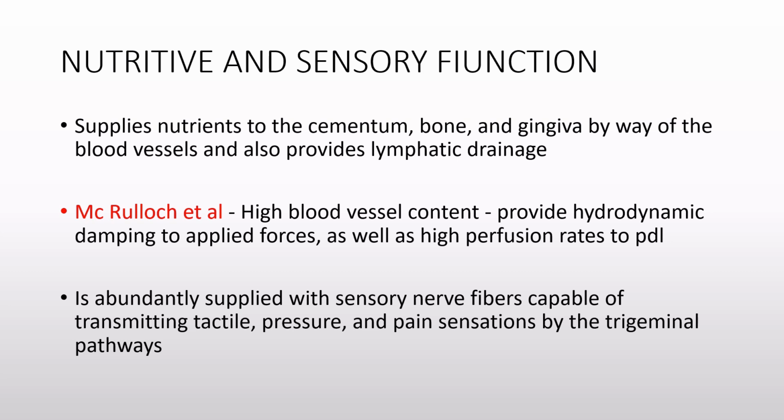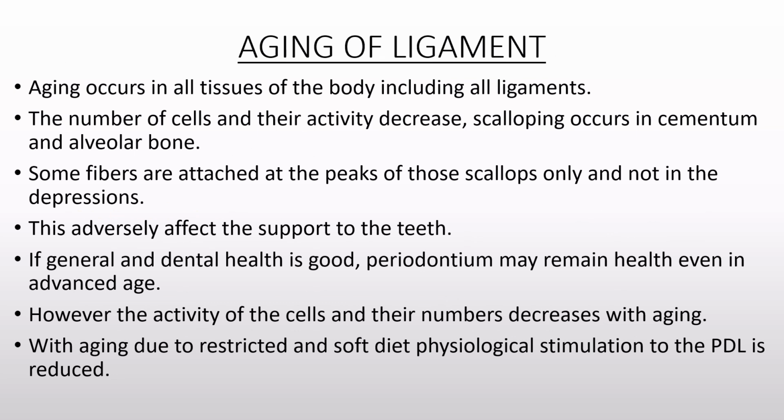And coming to the aging of the periodontal ligament, aging occurs in all the tissues of the body, including all the ligaments, and the number of cells and their activity decrease, and scalloping occurs in the cementum and the alveolar bone. And some of the fibers are attached at the peaks of those scallops only and not in depressions, and this effectively affects the support of the tooth. And if general and dental health is good, the periodontium may remain healthy even in advanced stages.